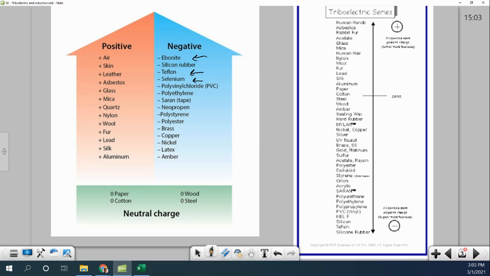So what we're probably going to use, and what you find are most commonly used, is glass, which is very common, nylon, wool, fur, and silk. These are the easiest ones to get your hands on in terms of the ability to charge.